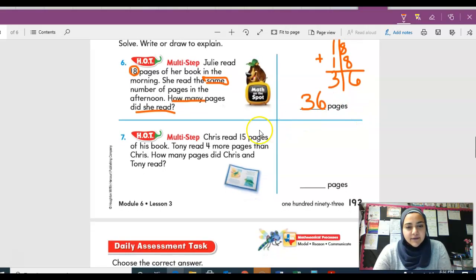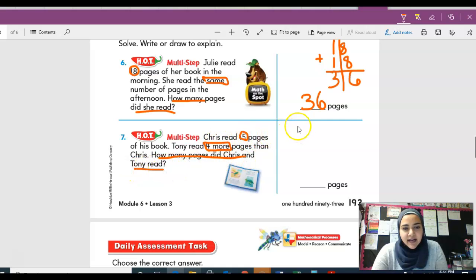Let's look at number 7. Chris read 15 pages of his book. How many? 15. Tony read 4 more pages. He read 4 more pages than Chris. So Chris read 15 pages of his book. Tony read 4 more pages than Chris. The question is, how many pages did Chris and Tony read?